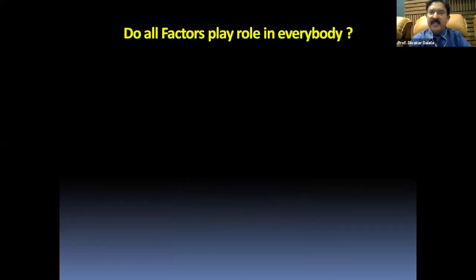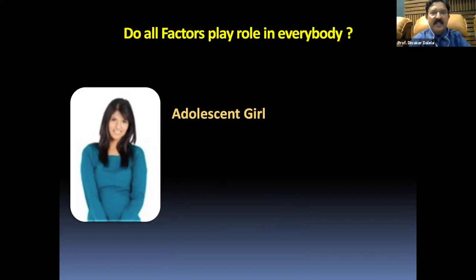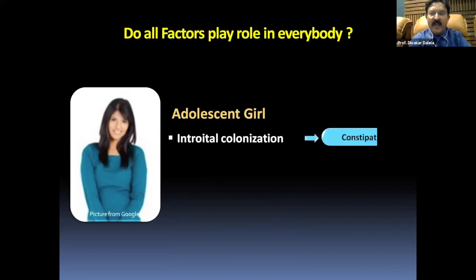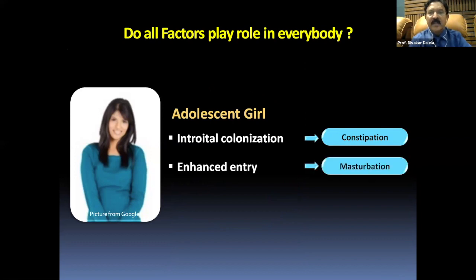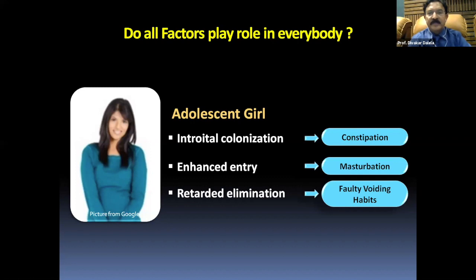Now, do all of these factors play a role in everybody? This is a key question. Now, if you were to see an adolescent girl and you see what factor plays a role in this age group, the introital colonization can take place because of a greater incidence of constipation in these girls. Some of them who have a tendency for masturbation have an opportunity for enhanced entry of bacteria in the urethra. Some girls have faulty voiding habits. They don't void in time. They retain their urine in the bladder for long hours, because of which the bladder does not empty, and because of which bacteria do not go out, and that's why they have more urinary infection.